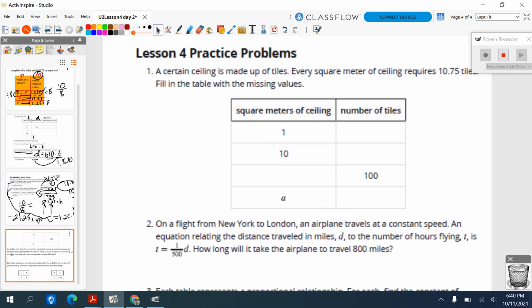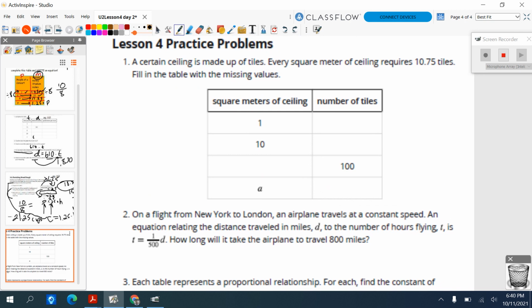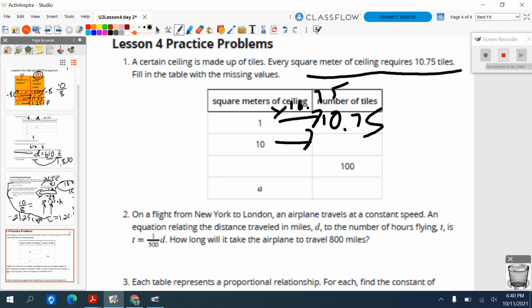All right. So right away it says that every square meter of ceiling requires 10.75. So they gave us information. They said for when it's 1, it's 10.75. Well, that gives us the key there. You're multiplying times 10.75. Well, 10 times 10.75 is 107.5. Notice I just moved the decimal over. That's the trick. I don't know this information, so I'm going backwards. So now I'm doing 100 divided by 10.75. And remember, the reason why I'm dividing is I'm going the opposite way.